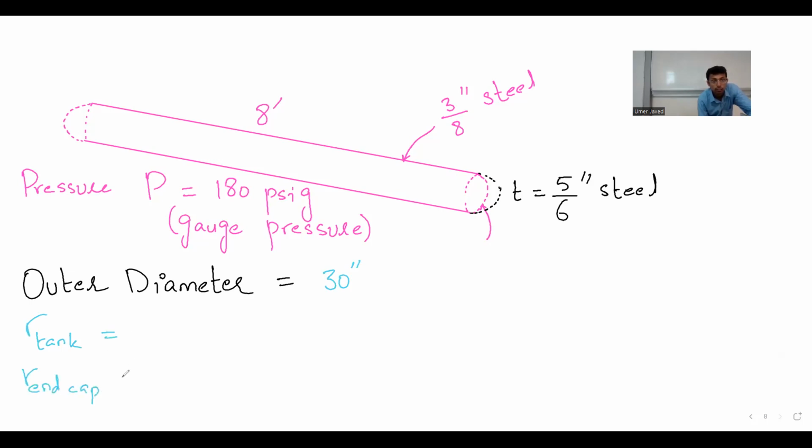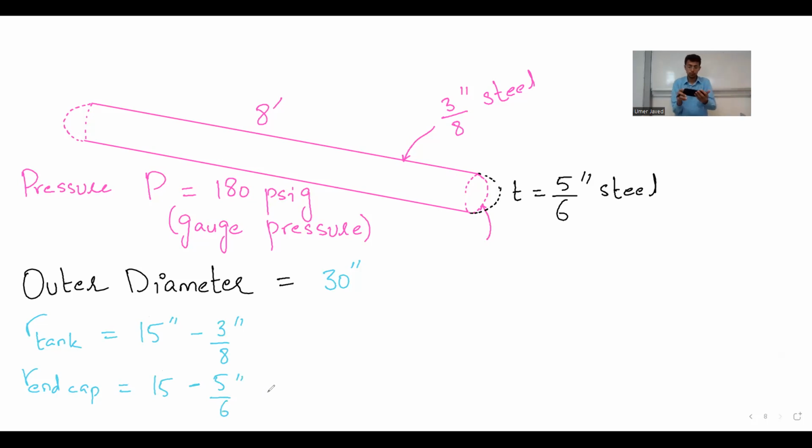So give me the radius of the tank. Radius of the tank, the cylindrical tank, will be 15 inches minus, what is the thickness? 3/8, right? Anyone? Similarly, the radius of the end cap will be 15 minus 5/16 inches. Is it clear to Usman? Yeah.